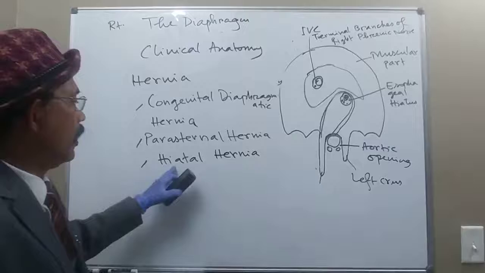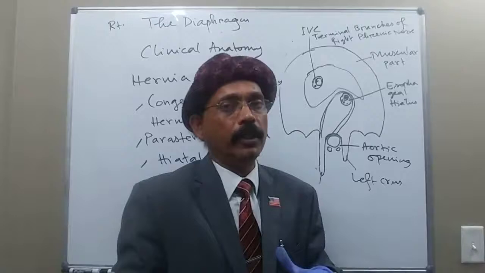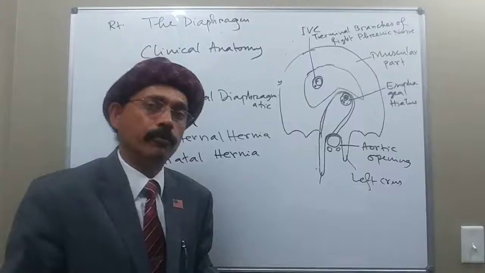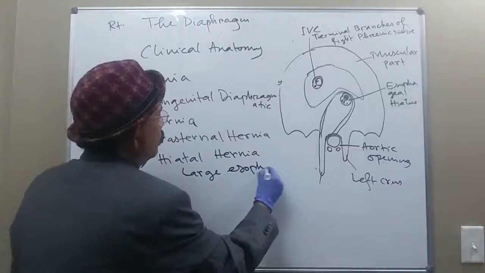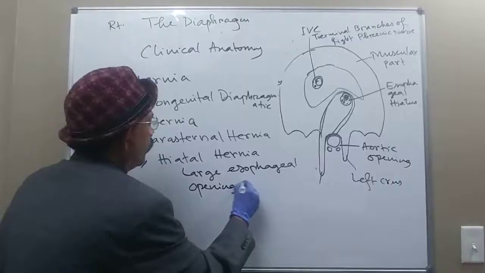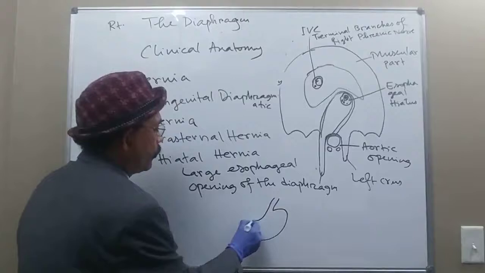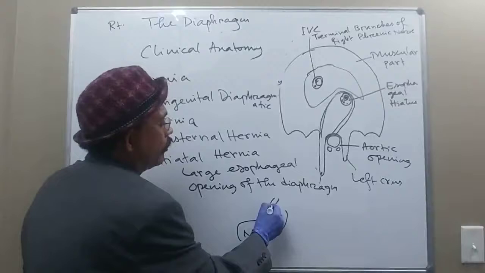Hiatal hernia, what happens? The esophagus may go to the thorax, or the gastroesophageal junction may go to the thorax. The fundus of the stomach may go to the thorax, due to a large esophageal opening of the diaphragm. It may be congenital and it may be acquired. The fundus of the stomach may go through that, or it may remain there, but the gastroesophageal junction may go up to the thorax.